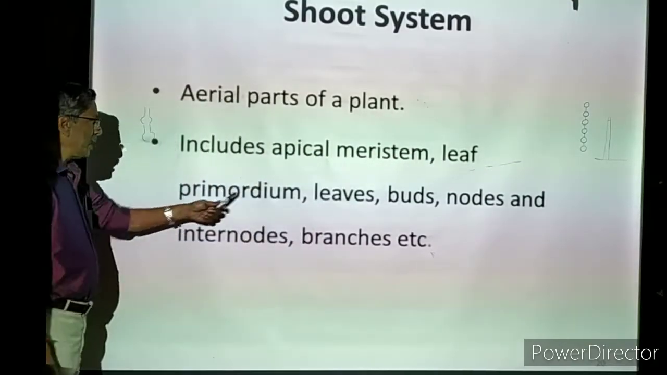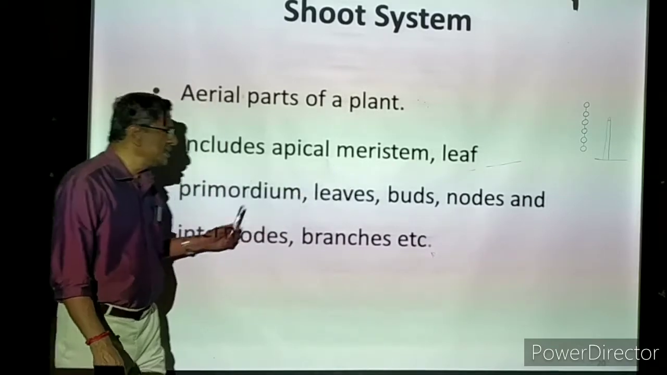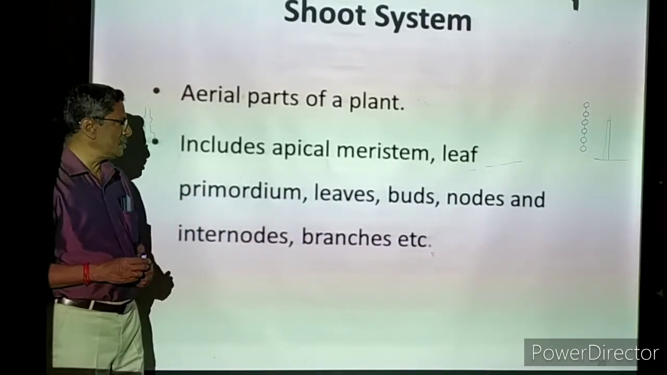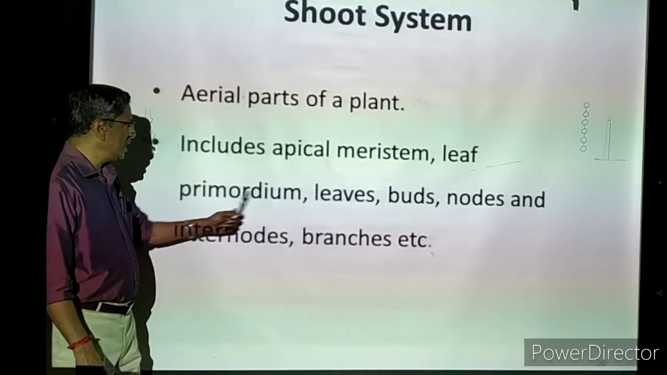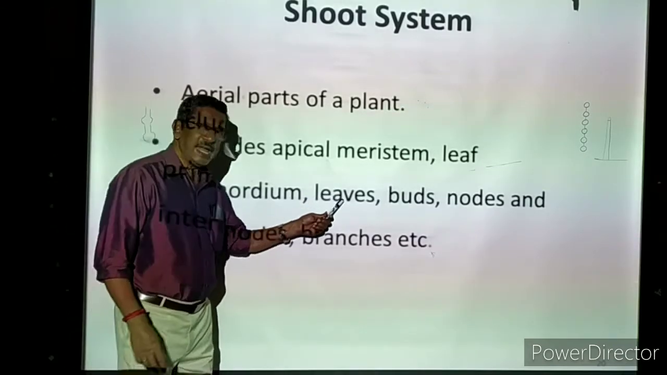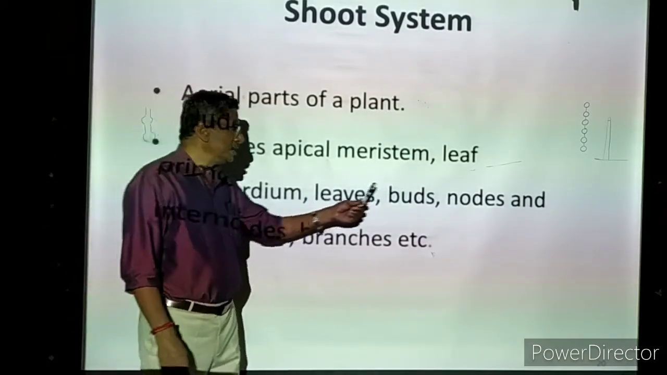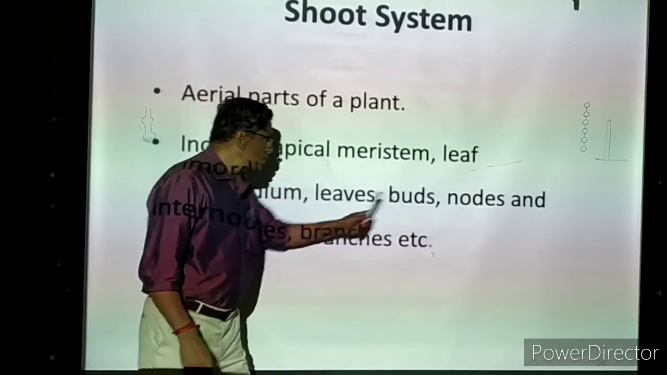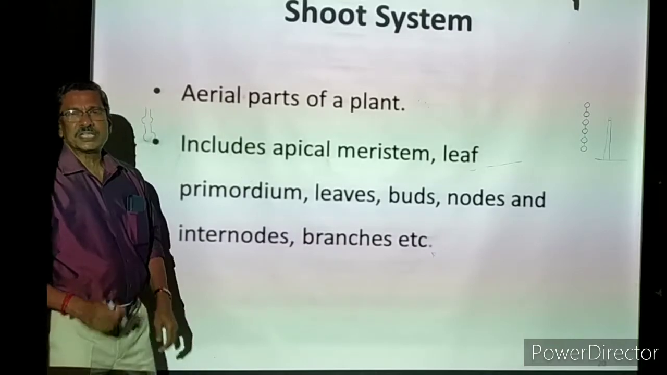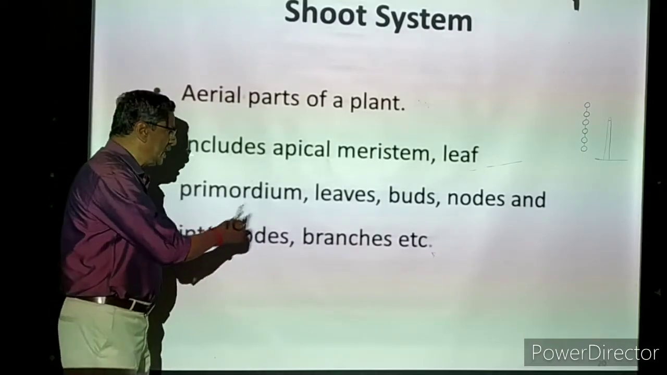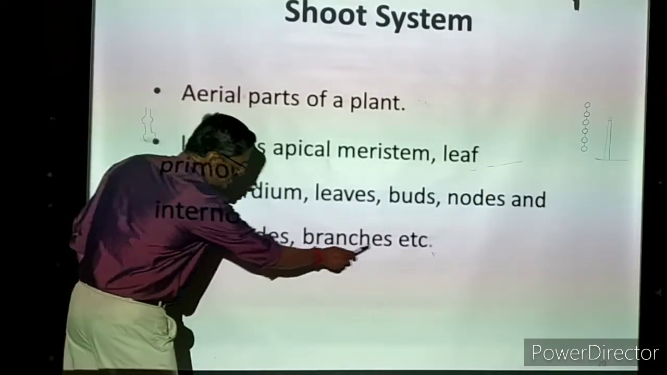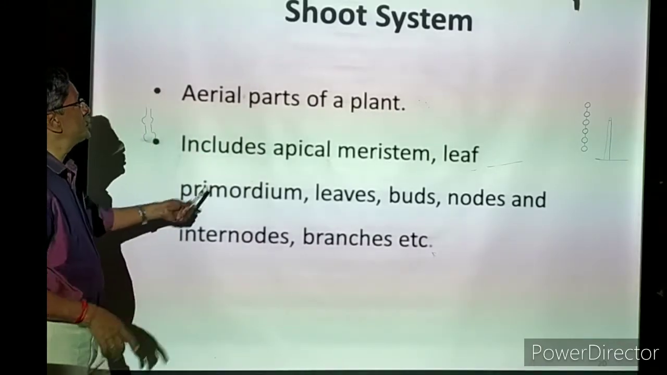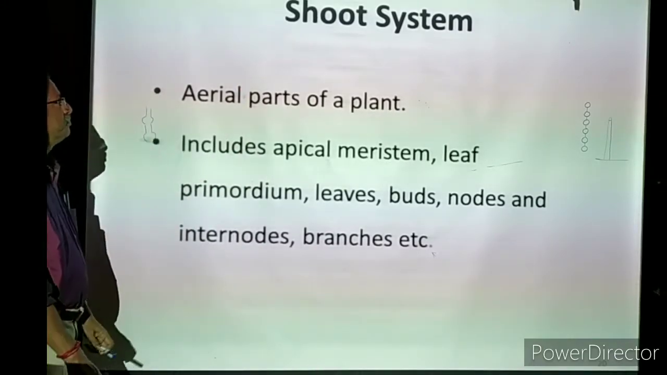Leaf primordium means the very young leaves which are growing first, which are sprouting out. That is called the leaf primordium. Then leaves, the well matured leaves. Buds: there are so many buds present in the plant. Nodes and internodes: the stem always has nodes and internodes. Branches: so many branches will be there, etc. All these parts join together to form the shoot system.